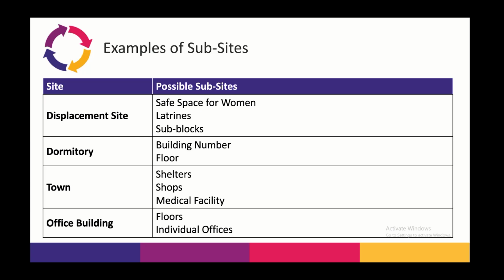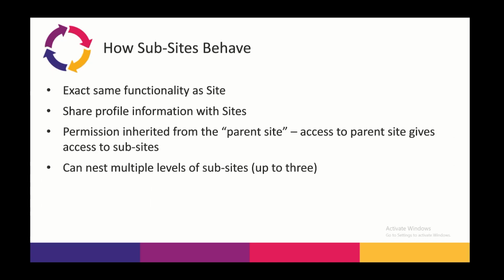You might have shops, you might have medical facilities, water points, latrines, anything which might be something where you want to measure data or collect data at. Office buildings, yeah, it might be floors or individual offices. So subsites have the same functionality as sites. They share profile information with sites, and the permissions that they have are inherited from the parent site. So you can nest up to 3 subsites within a site. So very similar to the way that regions are organized.